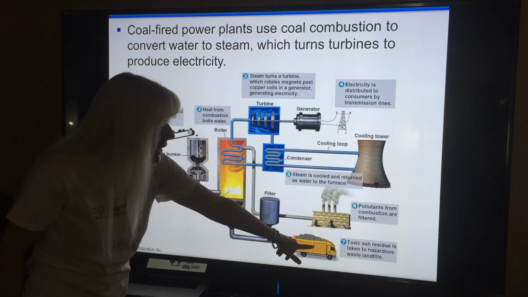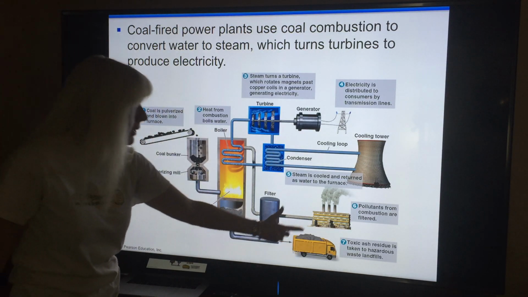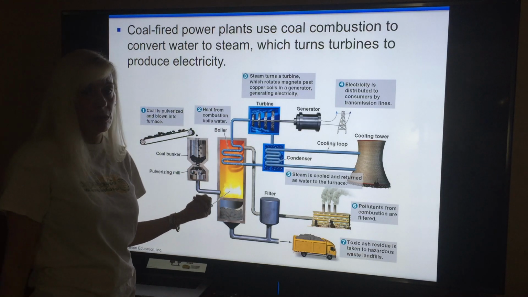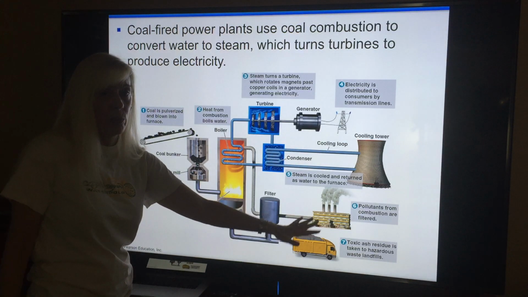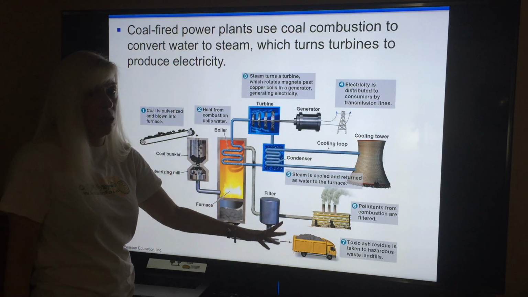So here are the things. Look at this. We're still getting rid of toxic ash. Where are we taking it? Hazardous waste landfills. And then hazardous for how long? How do we store it? Do we have to protect it? Is someone going to blow it up? I don't know.